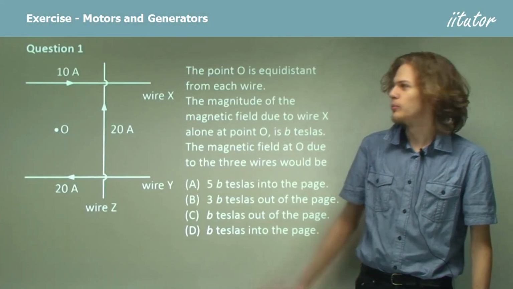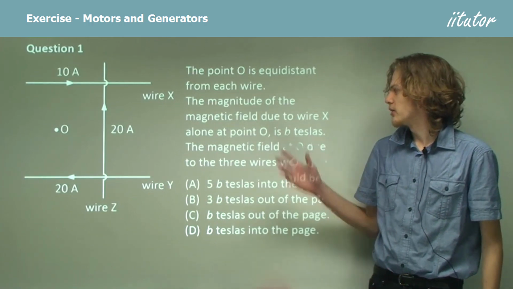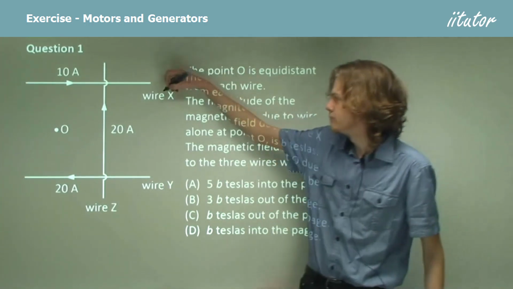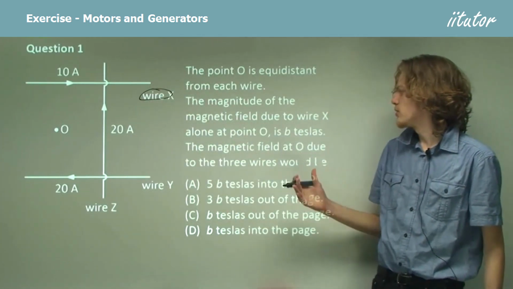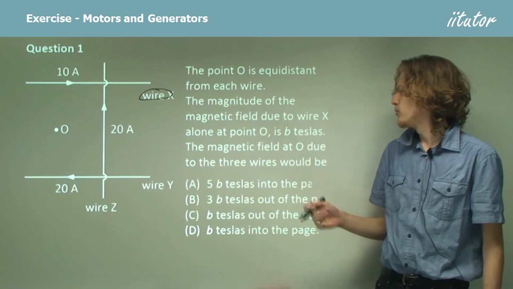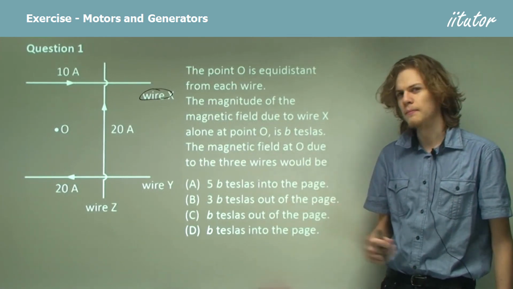The point O in the middle there is equidistant from each wire. The magnitude of the magnetic field due to the wire X alone at that point, so that's the top wire, is equal to B Teslas. Oh dear, algebra. So the magnetic field at O due to all three wires at once would be which option?